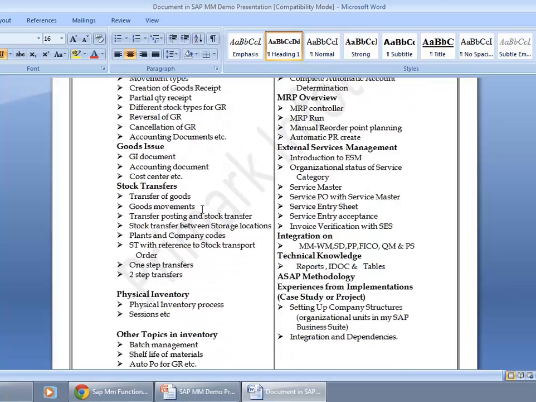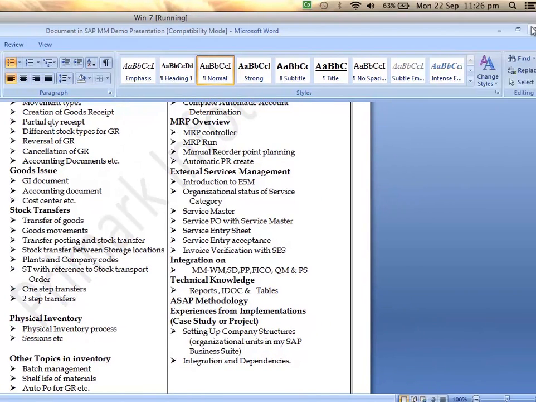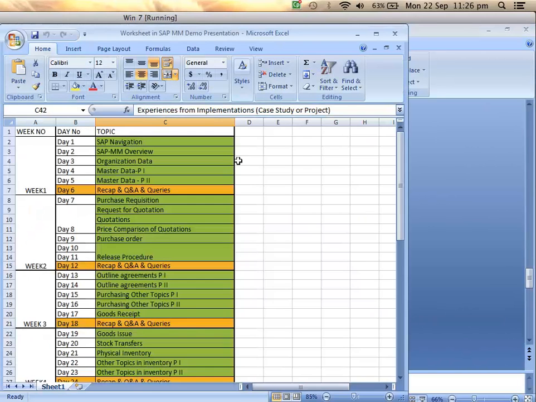The most important thing is that at the end of the course, we'll talk about the ASAP methodology, which is the Accelerated SAP methodology, on how we implement. And also we'll go through one case study. Now I'll go through the way I have channelized the course curriculum for you.